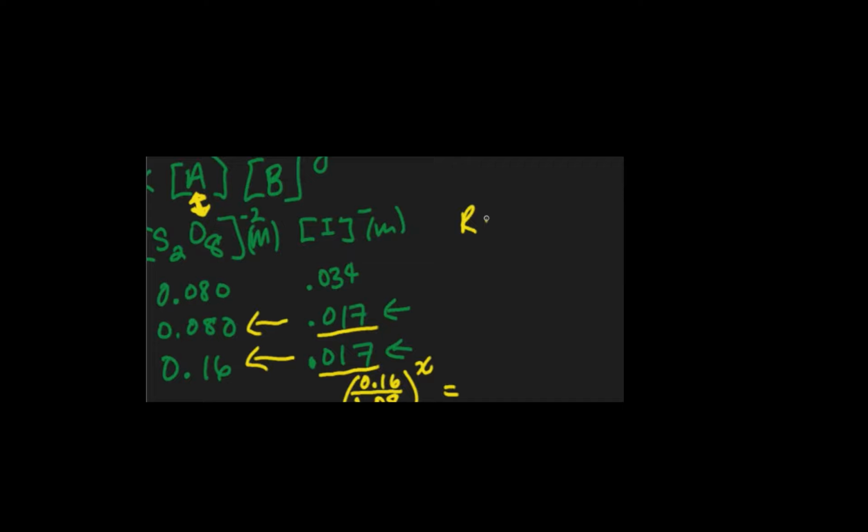So the rate for each one of those experiments. So basically what we have here is a table depicting at these two concentrations, the experiment took this long. Whenever A was 0.08 and B was 0.034. Whenever A was 0.08 and B was 0.017, the reaction took this long. You understand what this is saying?